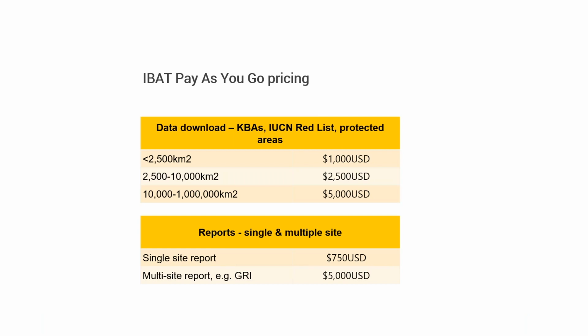But then, as I mentioned, you can also do specific payments. If you want to just look at data for a specific area and download that, as I showed you, the custom data download, then you can do that. For less than 2,500 square kilometers, it's $1,000, and then it goes up to $5,000 for up to 1 million square kilometers. And then you can also buy a single site report, and some of our users like to do this as well. A single site report is $750, and a multi-site report, which is like GRI, is $5,000.